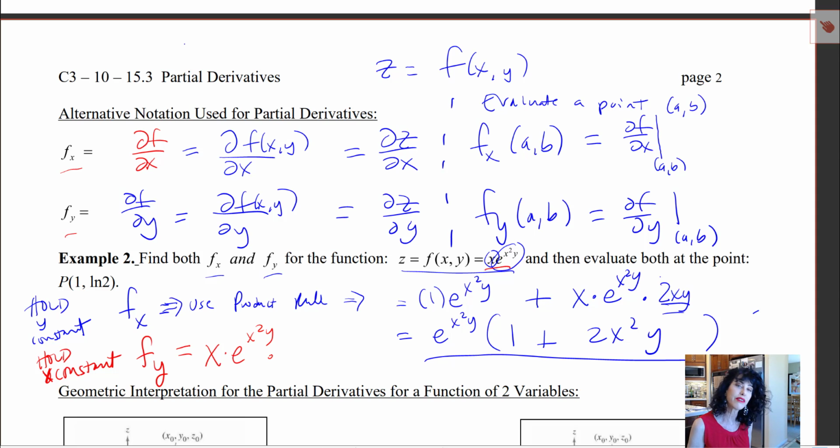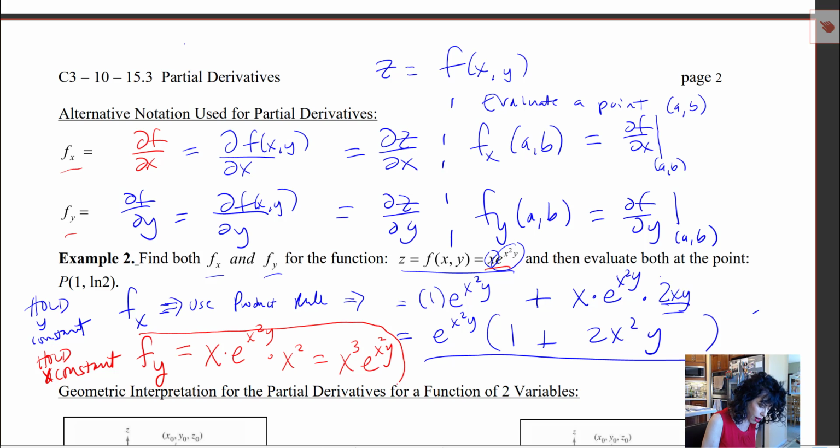So what is the derivative of x squared y with respect to y? It's just going to be the constant multiple x squared, and then multiplying all these powers of x and rewriting it with a single power of x, we now get the first partial with respect to y: x cubed e to the x squared y power.